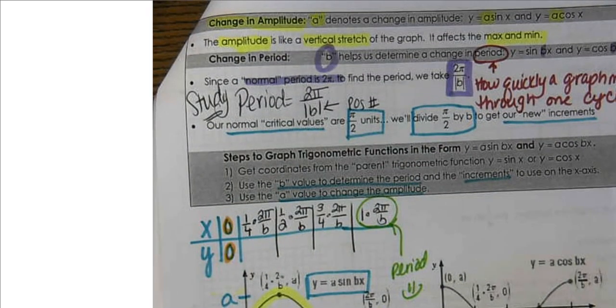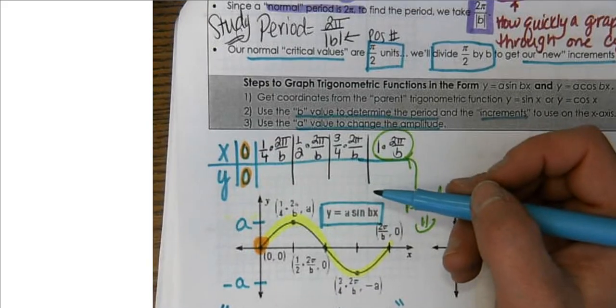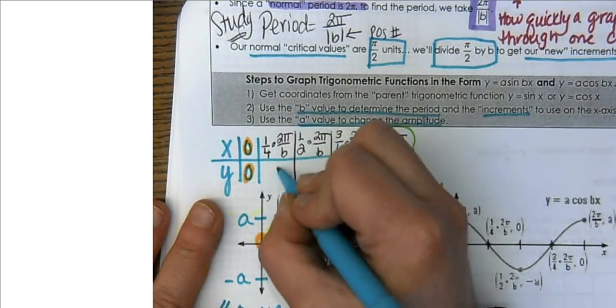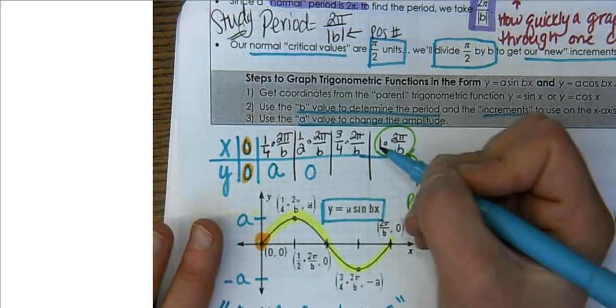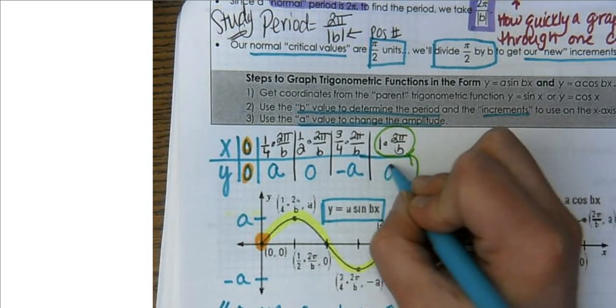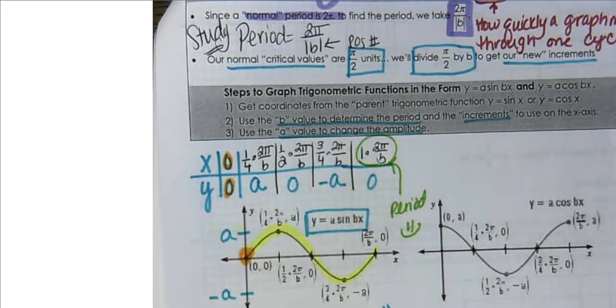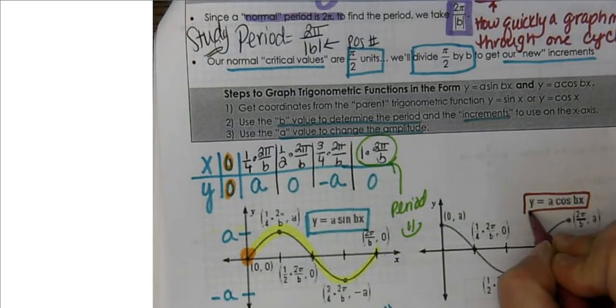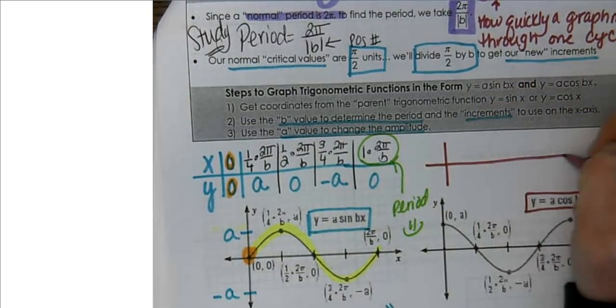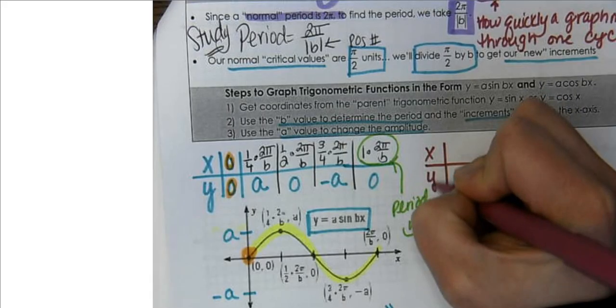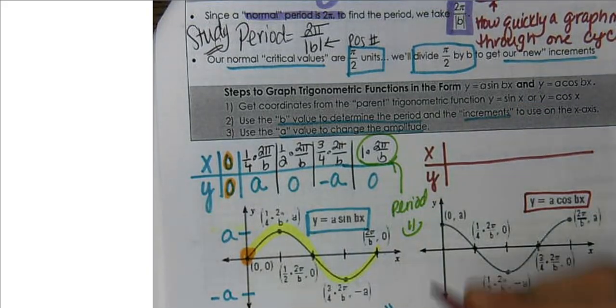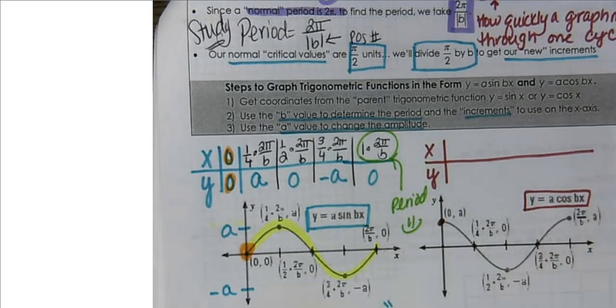Your y values are going to follow this pattern of 0, up to a, back to 0, down to negative a, back to 0. And that's how every single table is going to look for y is equal to a times the sine of bx. So now let's take a look at y is equal to a times the cosine of bx. We're going to create a very similar table of values, x's and y's, but this time around I want you to note that cosine starts right here at 0, a.